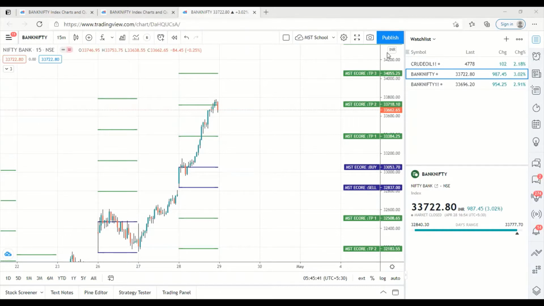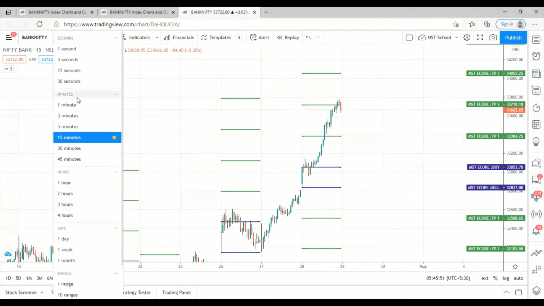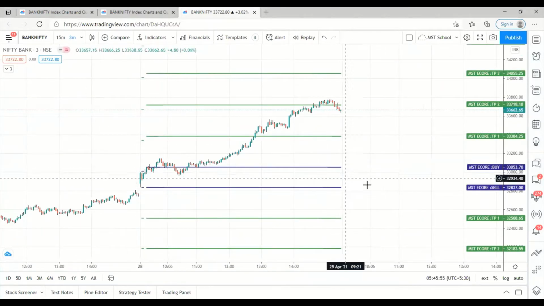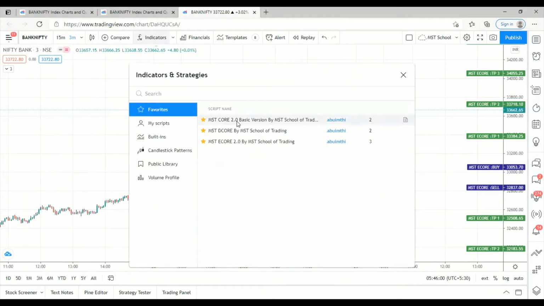So now we have made the trading very simple. It is not difficult. Even a layman can trade. Even an elderly person can trade. There is no difficulty at all. So we have made it that much simple. So what have we done? We have created some indicators named MST Core 2.0 and MST E Core 2.0.